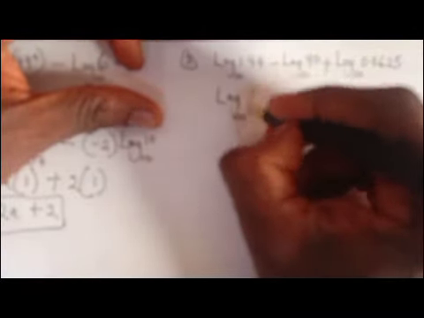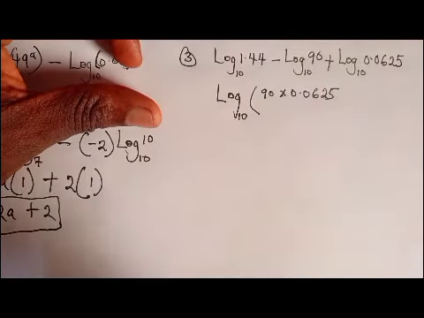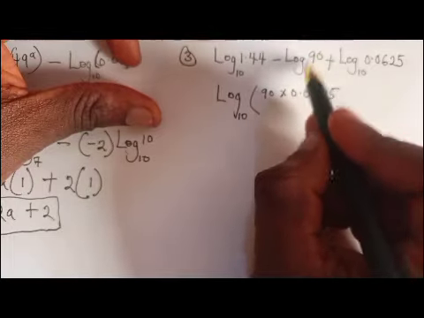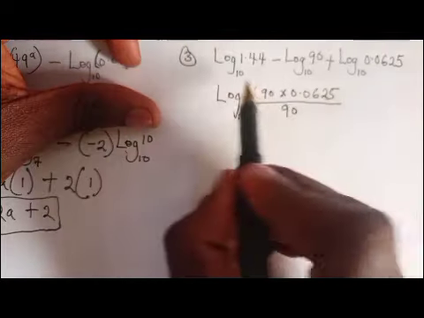base 10. This and this, their connection is addition. So we have to multiply them in a single form. So it's going to be 90 times 0.025. Oh, sorry. Let me take it the other way. Since this is minus log 90, 90 is going to be in the denominator, actually, not numerator. Sorry about that.